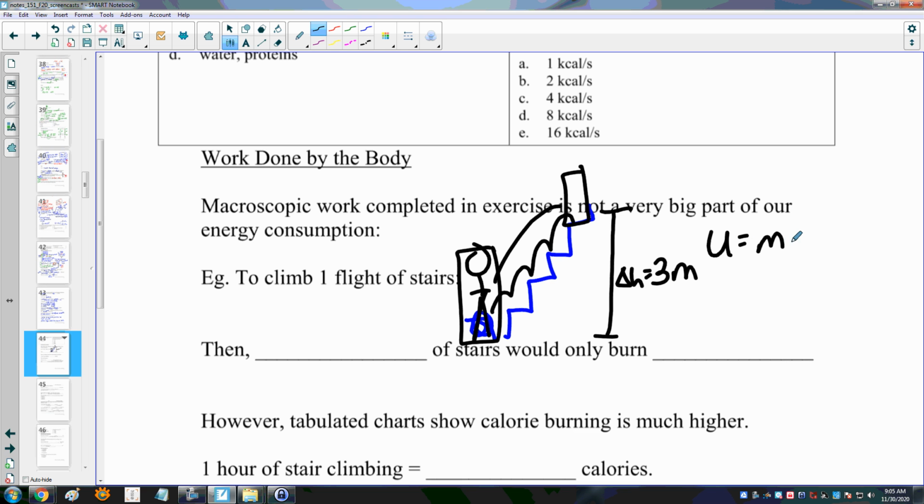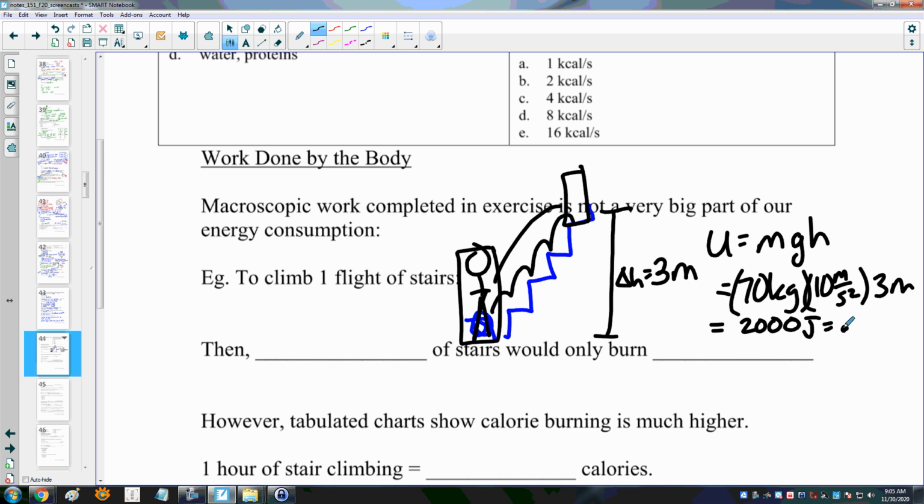And that change in potential energy is equal to m times g times h. Now the mass of a typical person is about 70 kilograms, times 10 meters per second squared, times 3 meters. That gives me, for a flight of stairs, about 2,000 joules. And 2,000 joules is equivalent to a half of a food calorie, so that's a capital C calorie.